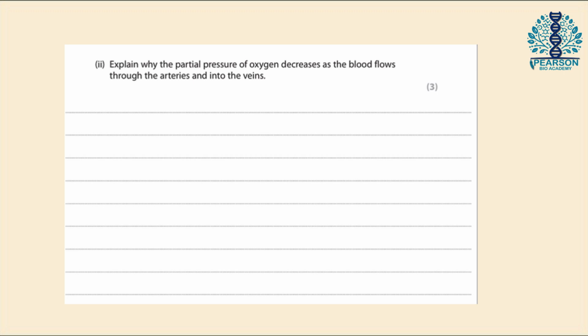Now, the next question asks: explain why the partial pressure of oxygen decreases as blood flows through the arteries and into the veins.